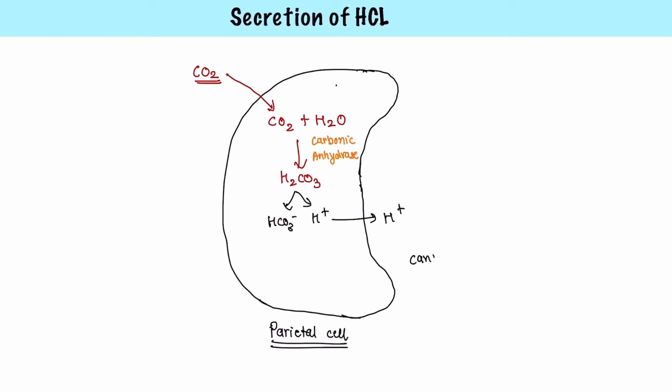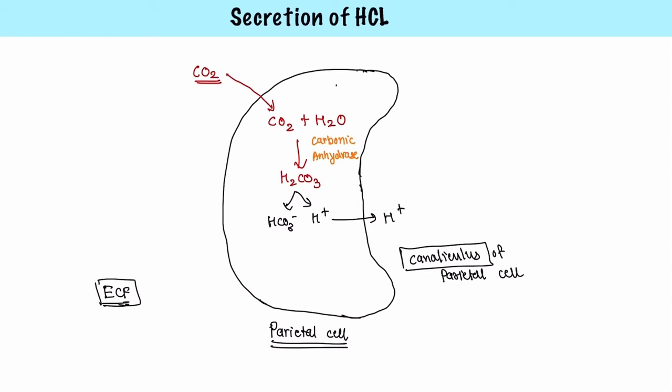This is the canaliculus of the parietal cell, and this is the ECF. So H plus is actively pumped into the canaliculus. This whole HCl secretion takes place in the canaliculi of the parietal cell in the gastric glands. And this side is the ECF.